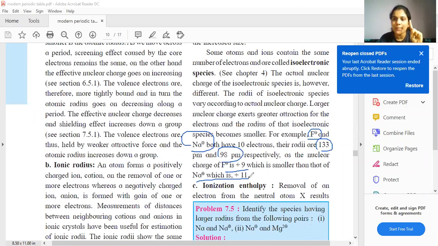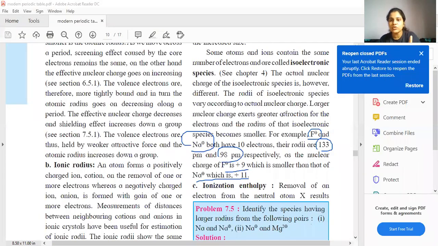Similarly, fluorine's atomic number is 9, which means the nuclear charge is plus 9 and there are 9 electrons. When I make it F minus, that is when I add one electron, the electron number increases, but the nuclear charge is still plus 9. Okay, fine. Now let us relate this to the explanation that we just studied.